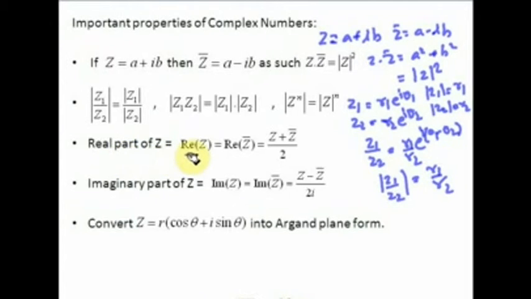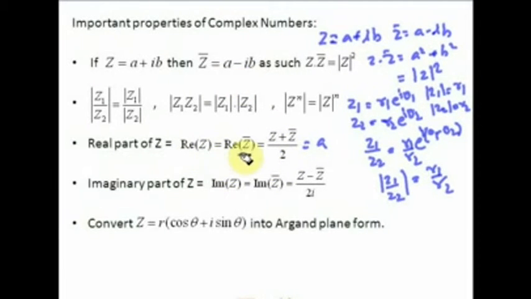Real part of z, denoted by Re z, or real part of the complex conjugate z bar, is equal to z plus z bar upon 2. This is equal to a, because if we take z is equal to a plus iota b, then the complex conjugate is a minus iota b. If we add both these, we'll get z plus z bar is equal to 2a. The value of a is z plus z bar upon 2.